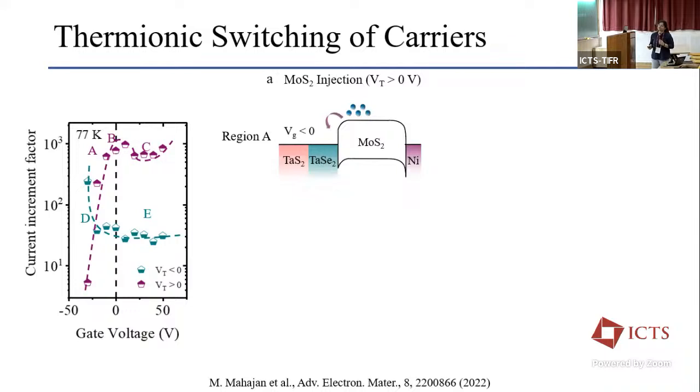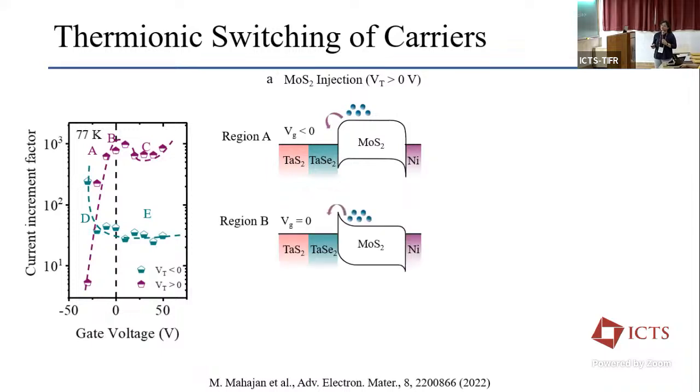So for each region noted here, this is for Vt greater than 0, that is MoS2 injection, and this green line shows for Vt less than 0, that is TaS2 injection. So first I'll talk about MoS2 injection here, and for Vg very less than 0, which is around somewhere here, the electrons can easily transfer through, they don't see any barrier and they can easily jump into TaS2.